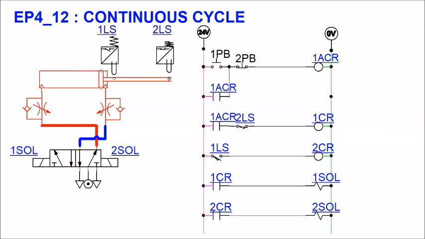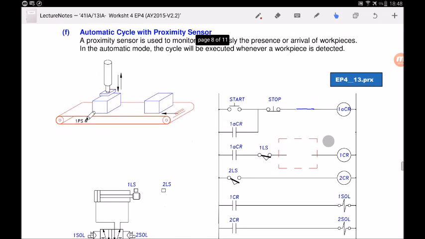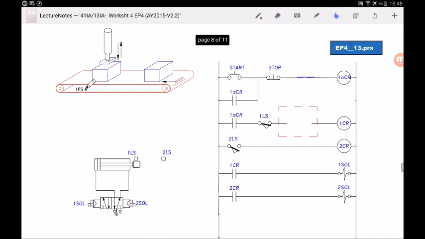The last example of today's video, which is automatic cycle with proximity sensor. A proximity sensor is used to monitor continuously the presence or arrival of workpieces. In the automatic mode, the cycle will be executed whenever a workpiece is detected. So this is the proximity sensor. PS stands for proximity sensor, and you can see that this is the cylinder. So let's take a look at the pneumatic drive circuit.